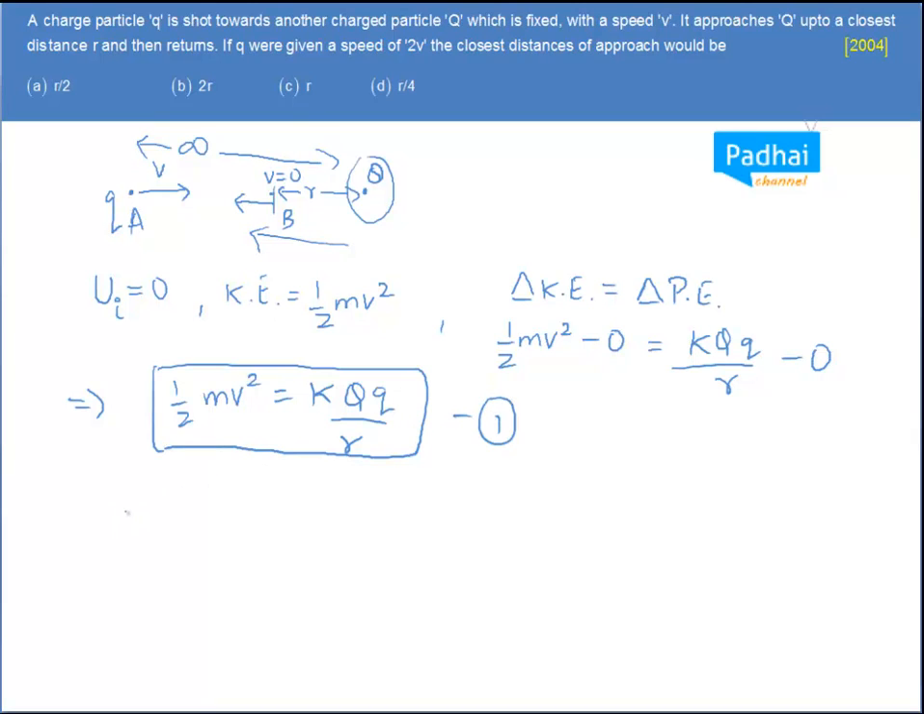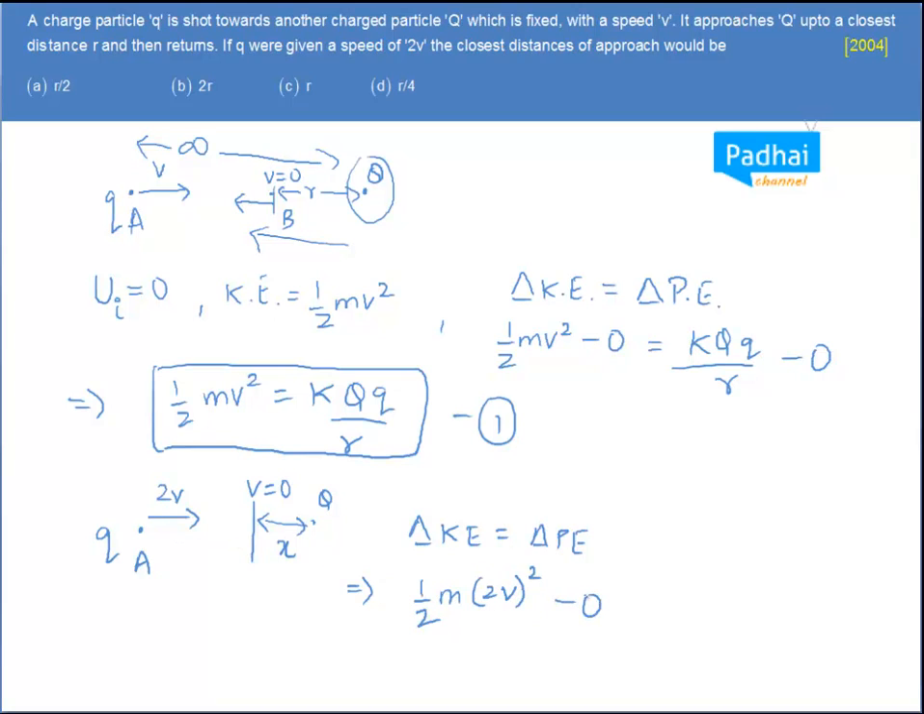Now what happens if this small charge q, which is at point A, approaches with a velocity 2v? Let us assume that at a distance x it will have velocity 0 and return from this point. This will be the distance of closest approach. So again, using delta KE equal to delta PE, delta KE will now be half m (2v) whole square. Initially its energy was half m (2v) whole square. Finally it will become 0 at point B, because it has to return from this point.